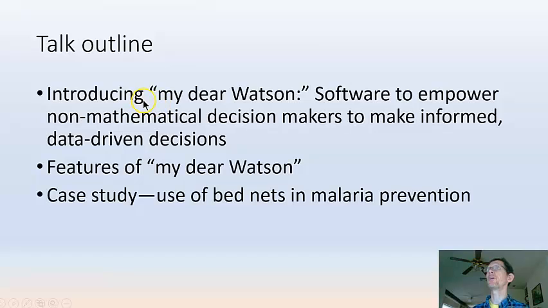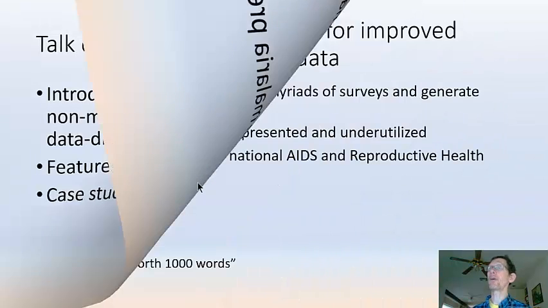So, I want to introduce My Dear Watson, which is open source software, free software, to empower non-mathematical decision makers to make informed data-driven decisions. Now, there are many data visualization softwares out there like Tableau and Microsoft Power BI that can create wonderful visualizations. What we're trying to do is to target the non-specialist, the one who does not have a computer savvy and can only do simple manipulations. And we want to help them make the most of their data. I'm going to introduce some features of My Dear Watson, and I'm going to do a case study of how it might be applied.